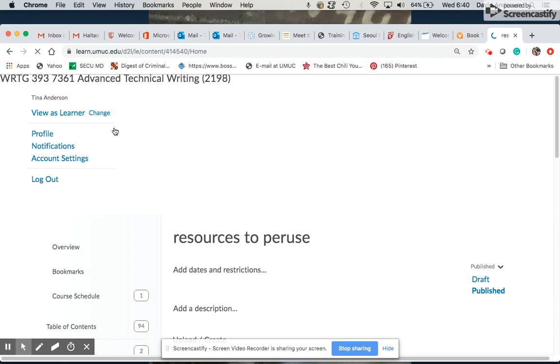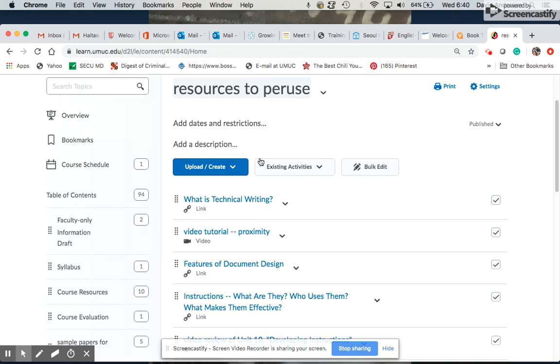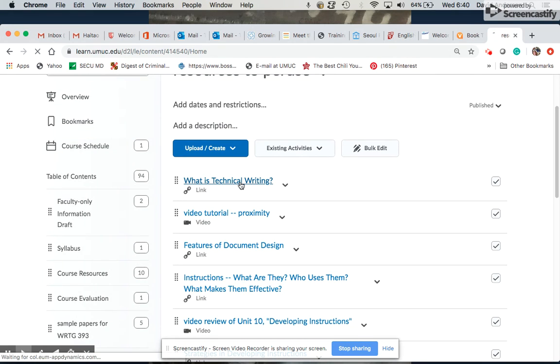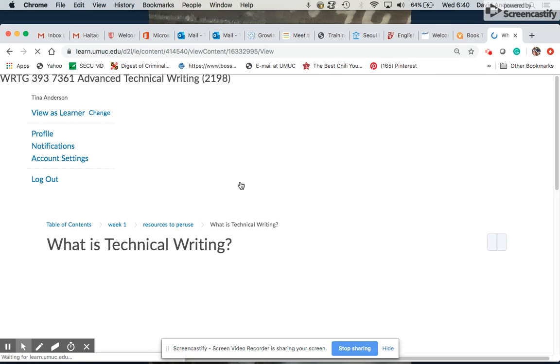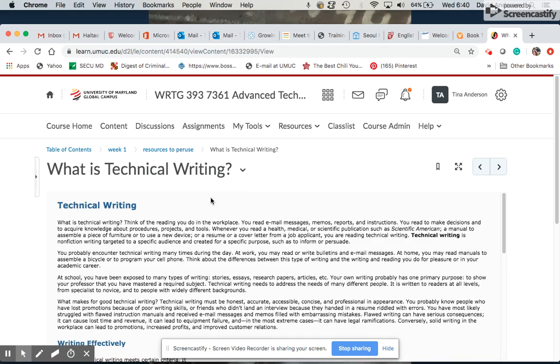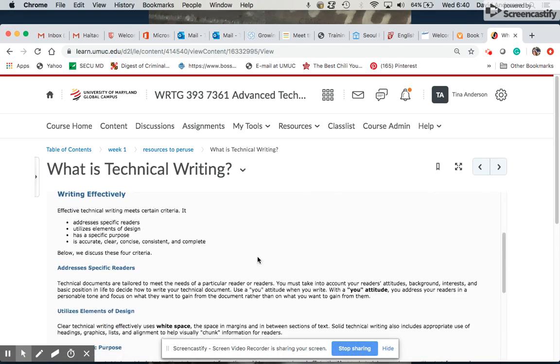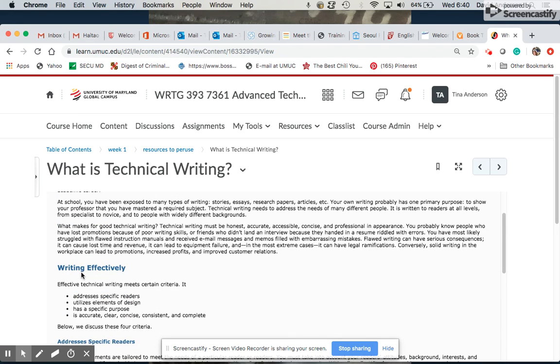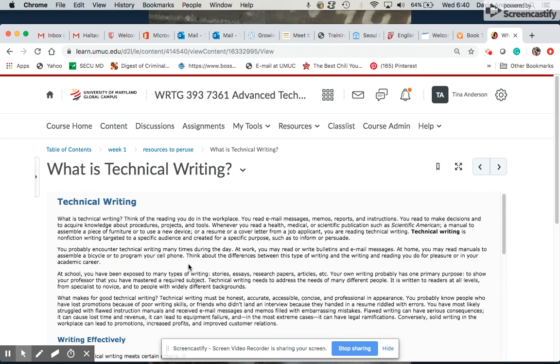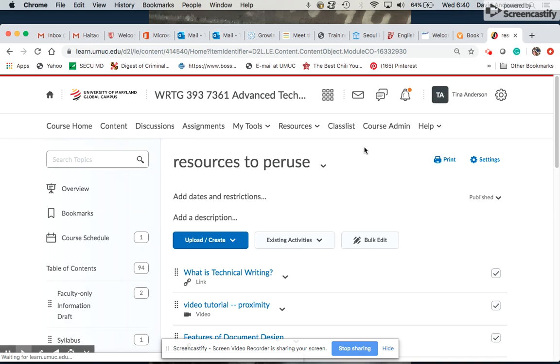Now, the basics of what you're looking for are really outlined here in what is technical writing, each one of these pieces of resources to peruse. And the most important portion is called proximity. And the concepts behind technical writing, this great definition here, it's nonfiction writing targeting a specific audience for a specific purpose. So that's really the big piece of meat out of that individual resource.